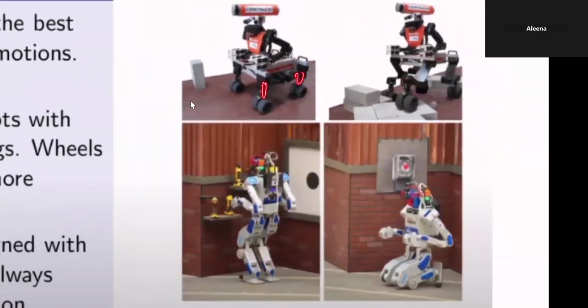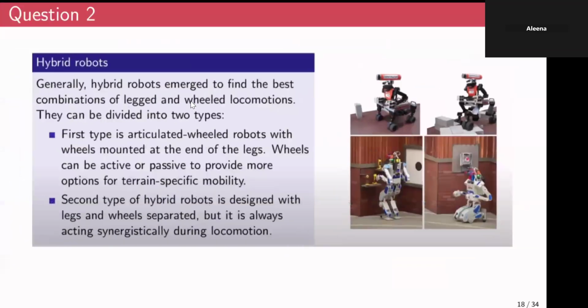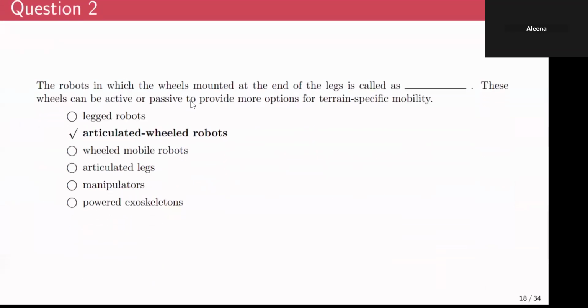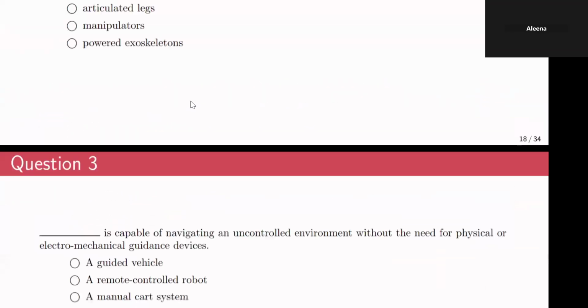These are typically legs, and at the end of the legs, you have wheels. And here also, these robots have legs, but when the surface is smooth, the robot will kneel down, right? Because there are wheels at the knees and at the ankle. So the robot will slide in a kneeling position because there are wheels at the knees and at the toes. All right. So the correct answer is articulated wheel robots.